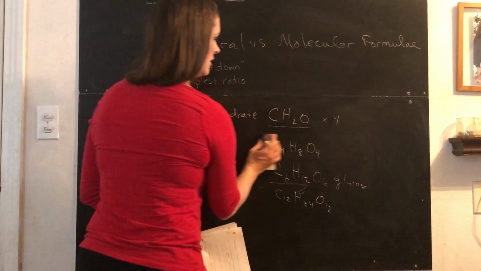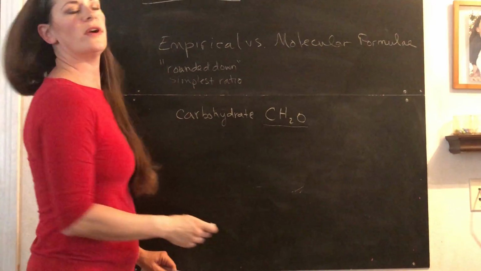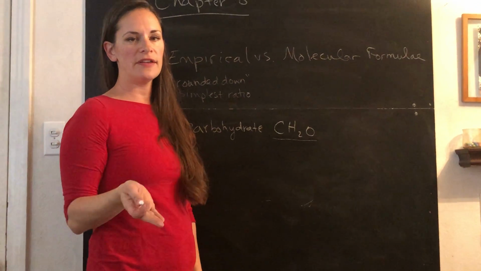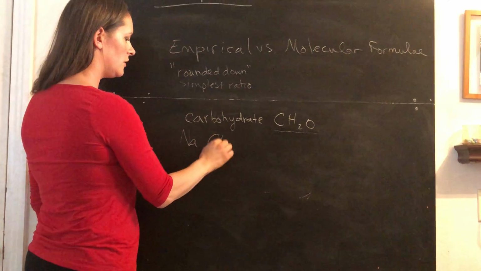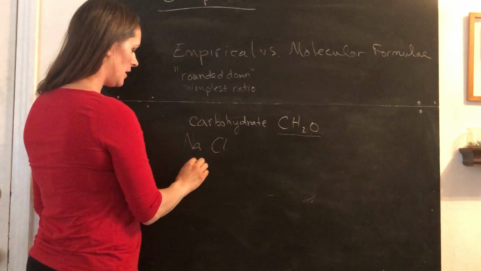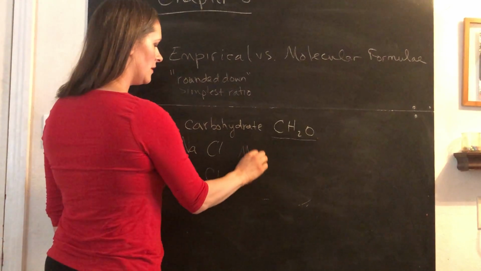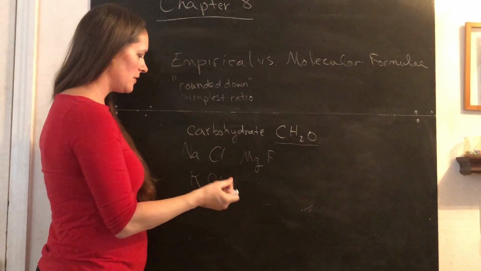What about ionic compounds? So what is an ionic compound? It's a nonmetal and a metal bonded together. So something like sodium, which is a metal, and chloride, a nonmetal. Potassium and chloride, magnesium and fluoride. It's a metal and a nonmetal bonded together.